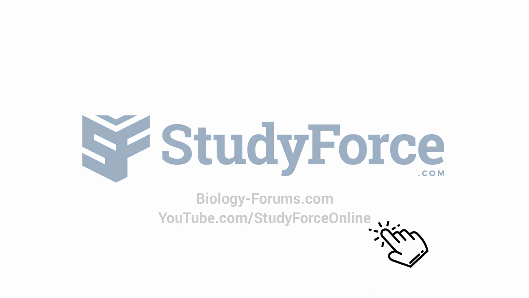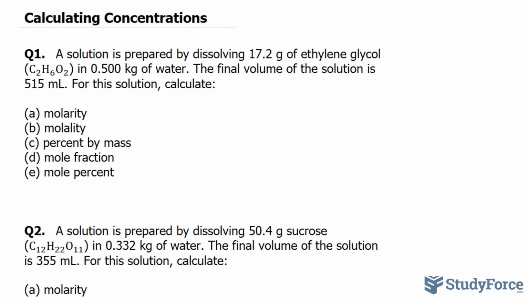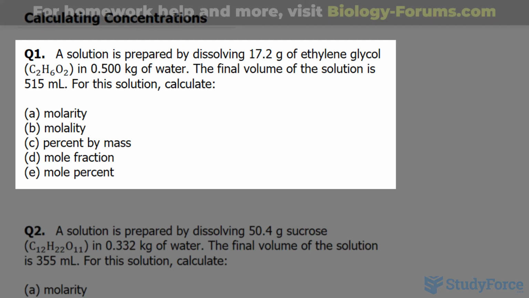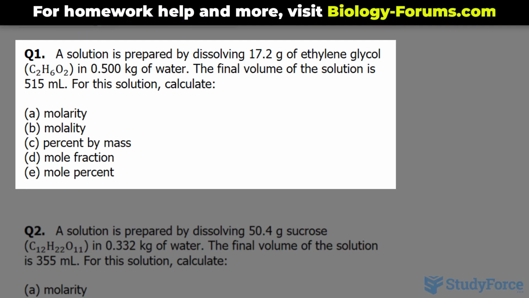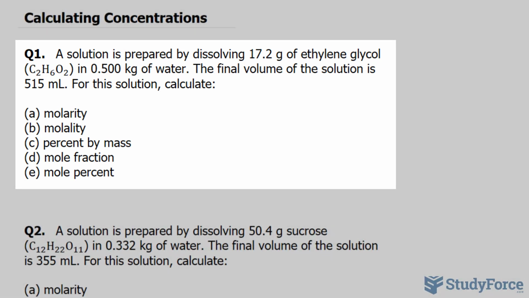In this lesson, we'll go through two examples on how to calculate different types of concentrations. In question number 1, we're asked, a solution is prepared by dissolving 17.2 grams of ethylene glycol, which has the chemical formula shown there, in 0.5 kilograms of water. The final volume of the solution is 515 milliliters. For this solution, we have to calculate the molarity, the molality, the percent by mass, mole fraction, and mole percent.